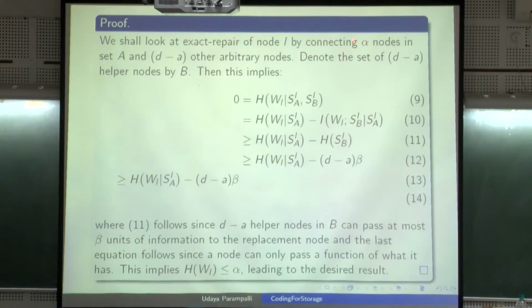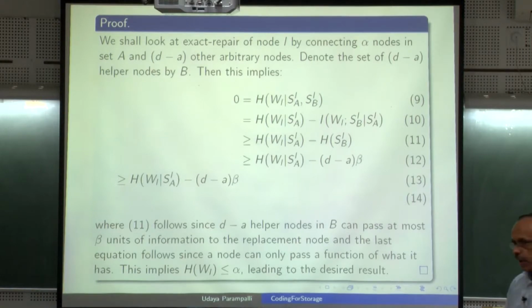So what I am saying is the connecting nodes in A and d minus A. Or should be, sorry, it should be A nodes in set A, so it's not alpha, sorry. Okay, so you correct that one out. It's A nodes in set A and d minus A other arbitrary nodes.